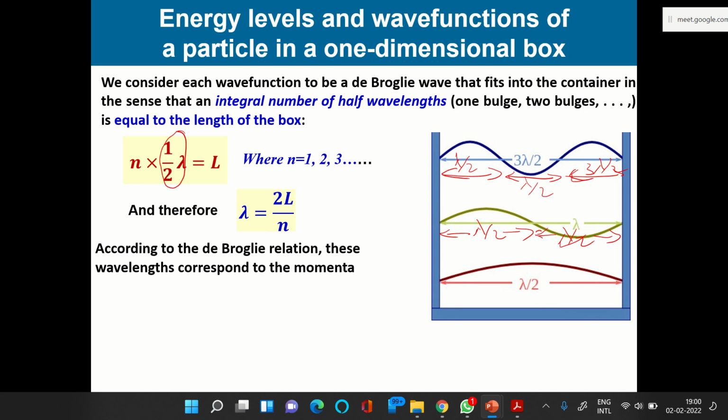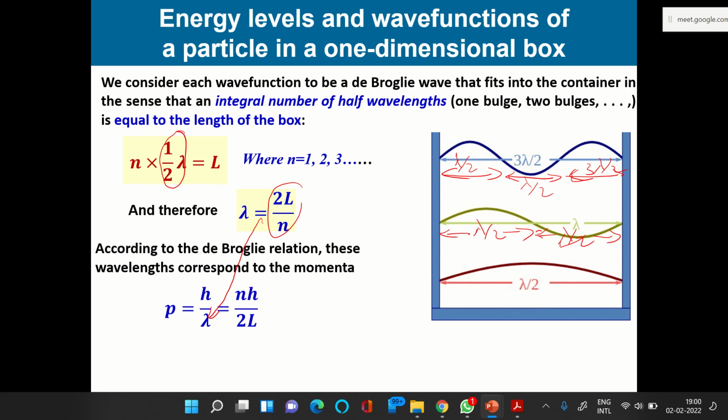So each lambda is associated with a certain energy. That means energy will also change in a certain fashion. It is not continuous. Energy is not continuous in this case. Okay, so here you can apply this. So what is momentum? h by lambda. So lambda, we already have as 2L by n. Substitute this value of lambda over here, you get n h by 2L.